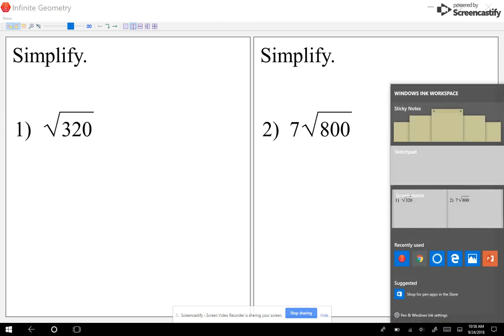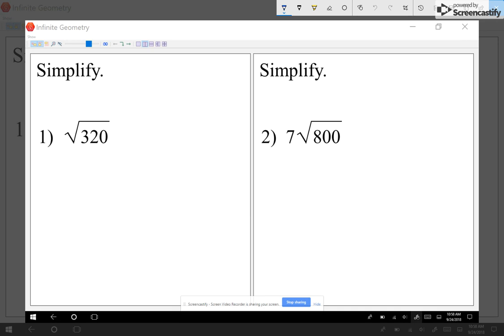All right, the first thing we're going to see is simplifying a radical. What we're going to be doing is, like 320, I'm going to split it into two numbers. They don't have to be the same number, just any two numbers that multiply to equal 320. In my case, let me go 32 times 10. Like I said, they don't have to be the same number.